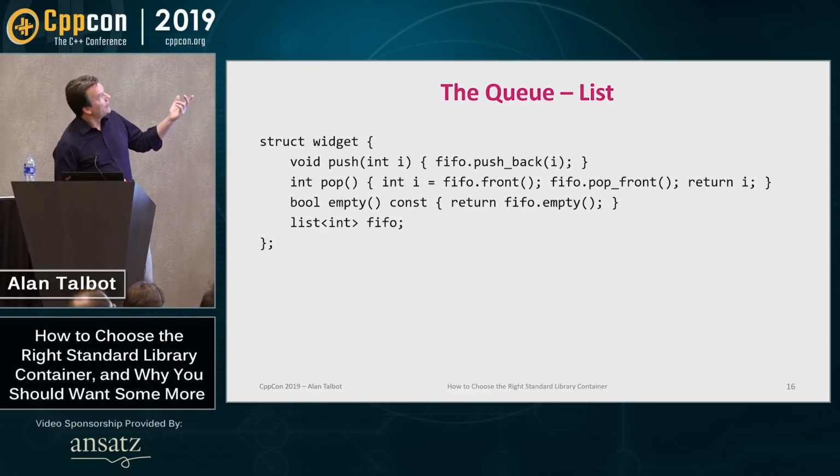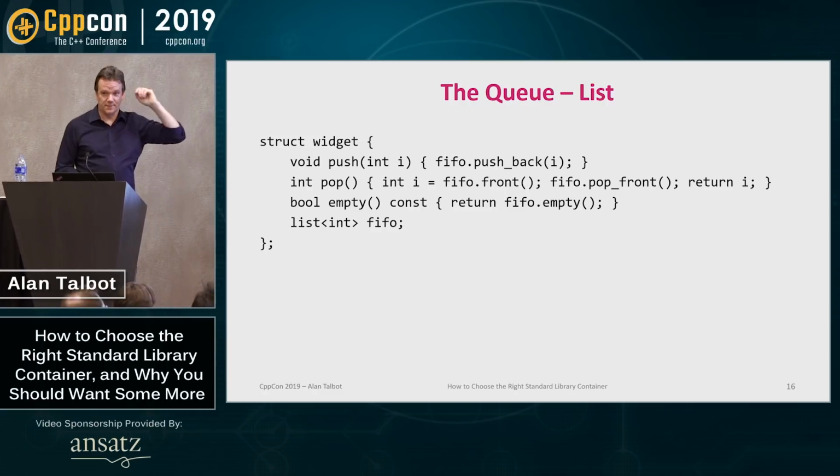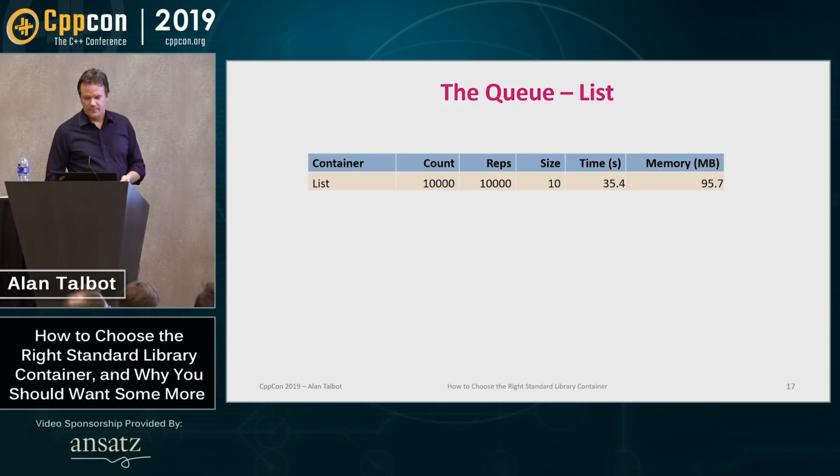So here's our widget. It's utterly simple to implement with list. I didn't use the queue adapter just because I wanted to keep it consistent across these examples. And it just does basically nothing much at all. How does it work? So I made a container of size 10,000 and I thrashed it 10,000 times and I set my rough queue size to 10 and I got these numbers on my computer. It doesn't matter. As long as you use the same computer, it doesn't matter what the numbers are. Okay.